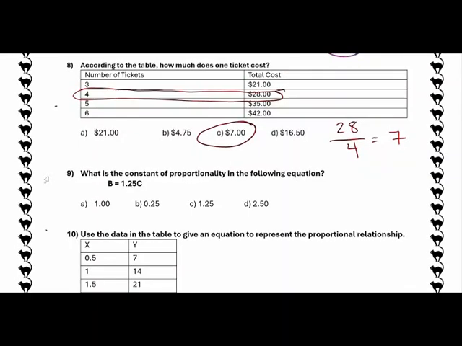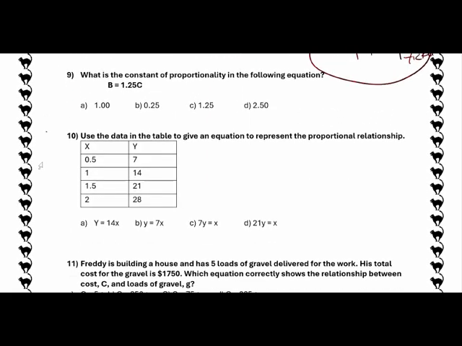You could also do this by saying 3 times what equals 21? 7. 4 times 7 is 28. 5 times 7 is 35. 6 times 7 is 42. Okay, but they want us to teach you using unit rates. So it's the same thing as divide by 4, divide by 4, you get 7 over 1, which is $7. $7 per ticket. For one ticket.